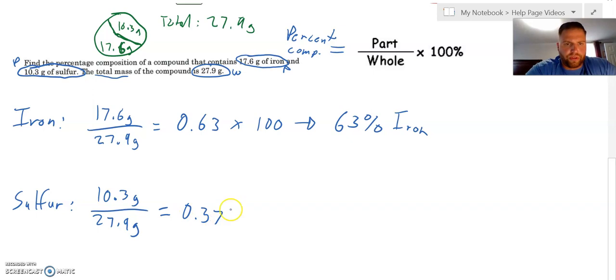That turns into 0.37, okay? Multiply that by 100. And that will give you 37% by mass of sulfur.